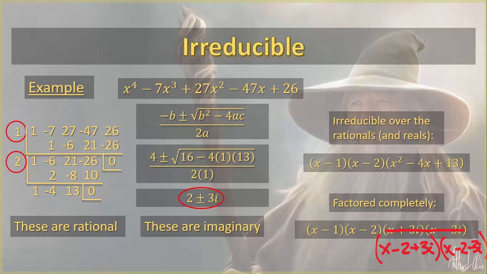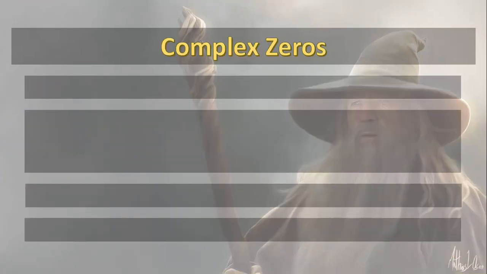So hopefully you guys understand the difference between irreducible over the rationals, the reals, and factor completely. Because that's the end of this video.